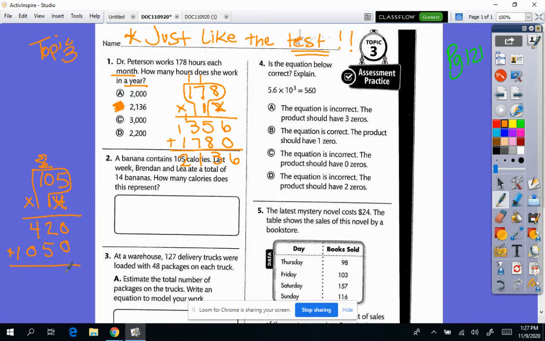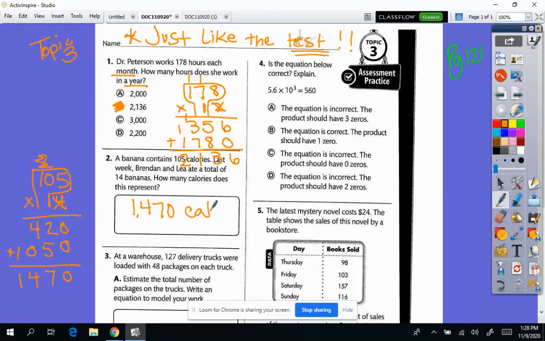So now I can go through and add these 2 partial products. 0 plus 0 is 0. 2 plus 5 is 7. 4 plus 0 is 4. And 1 plus 0 is 1. So I have 1,470 total calories.